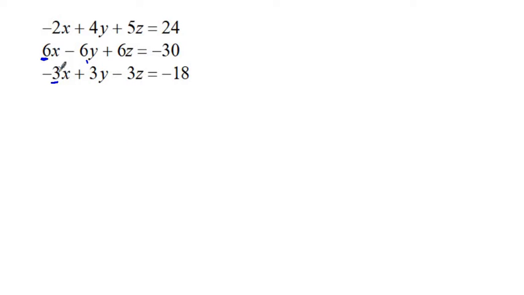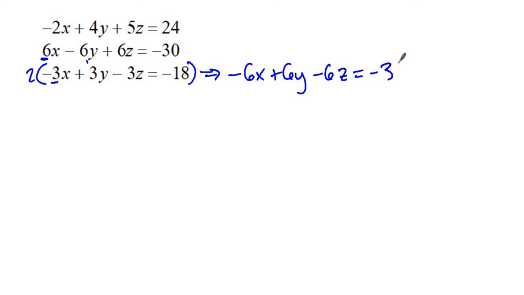So let's use the second and third equations. I'm going to multiply this one by 2. So when we distribute that, we'll have -6x, 2 times 3y is 6y, 2 times 3z is -6z, and 2 times 18 is -36. The top one stays the same. Okay, and now let's eliminate the x's by adding those two equations together. So when we add these together, let's see what we get.